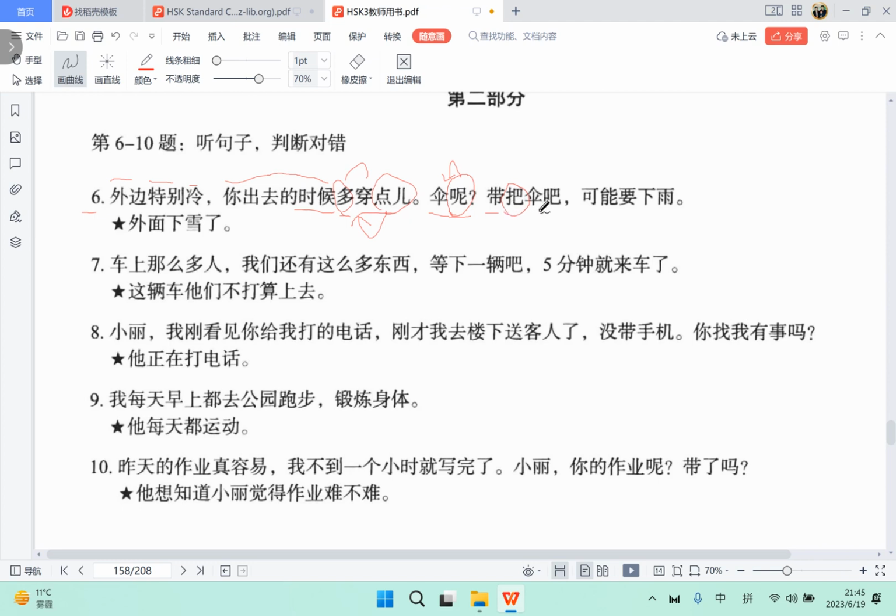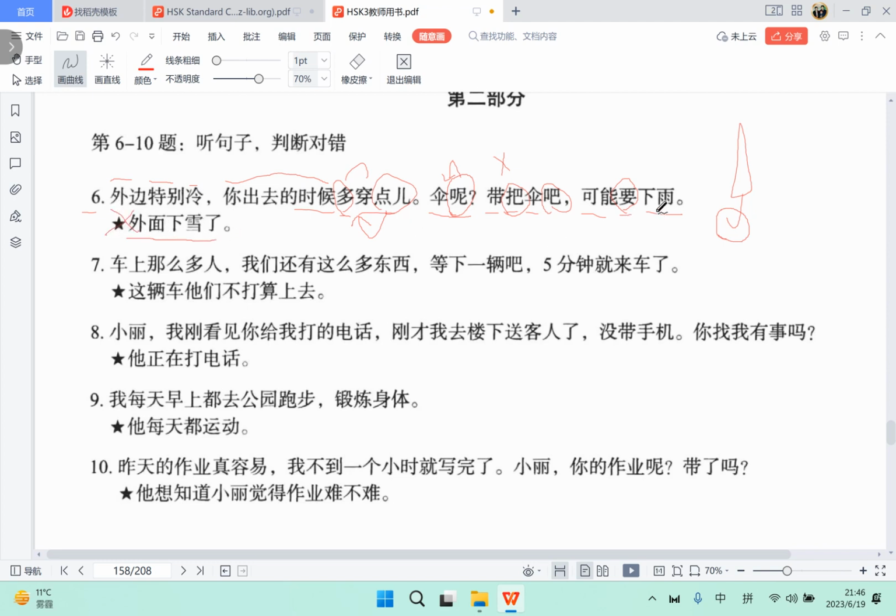So 把 is the measure word for umbrella, because 把 normally is for something that you can hold in your hand. Because 把 is like this is an umbrella and this is the handle. So normally when we use 把, that thing has this part, we'll use 把. And here, because the quantity is 1, we can omit the number, just use the 把, the measure word, to indicate the quantity is 1. 把 suggestion. 可能要下雨, so possibly it's going to rain, so 要 here means something going to happen.